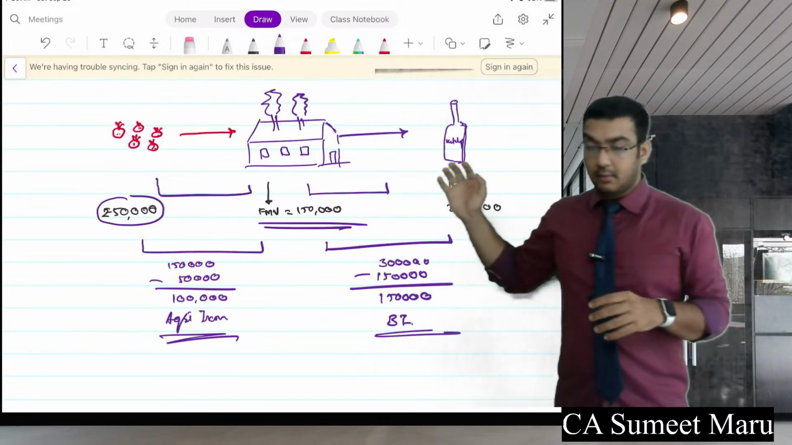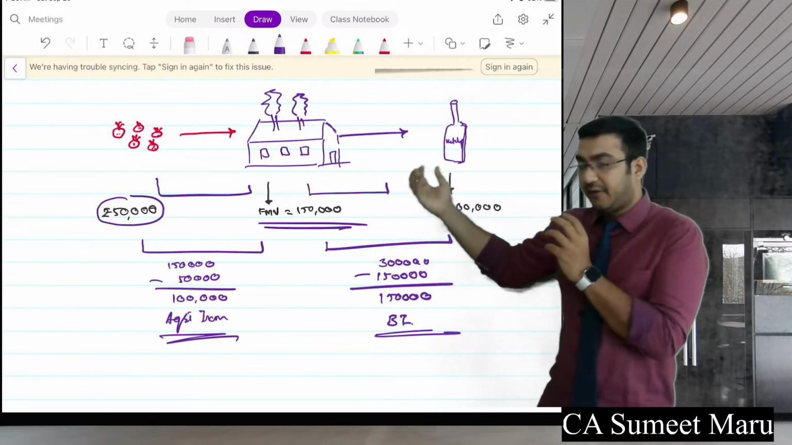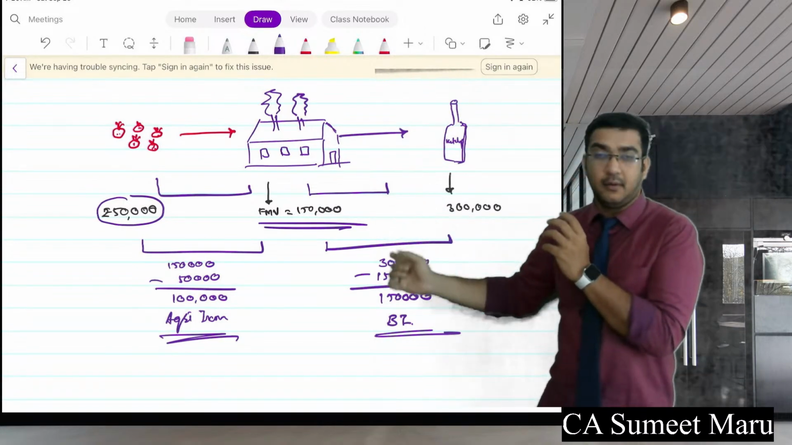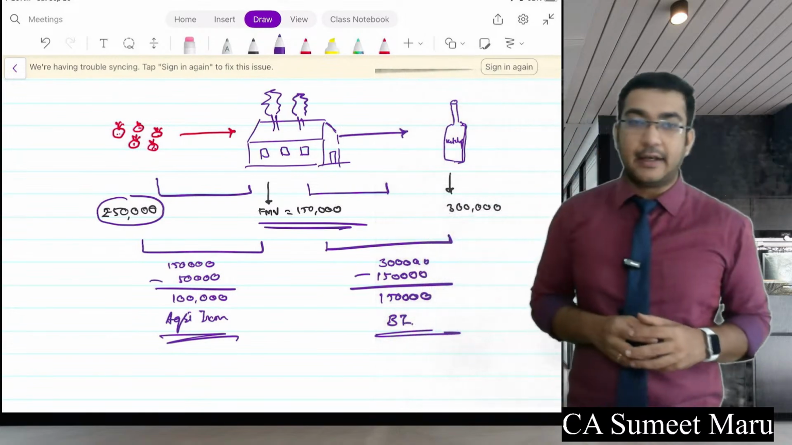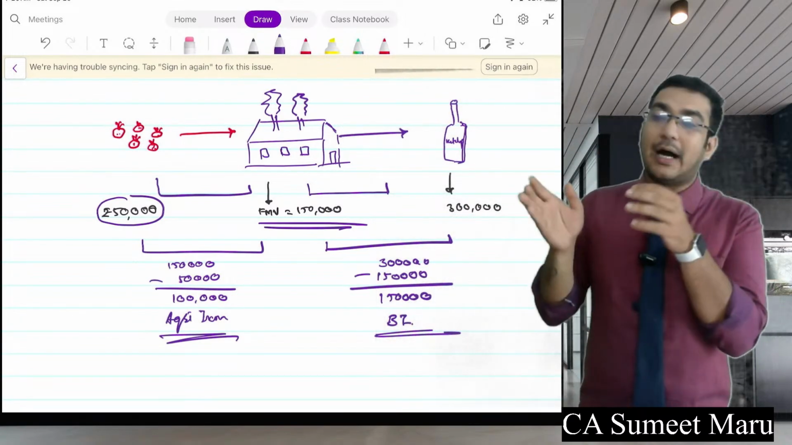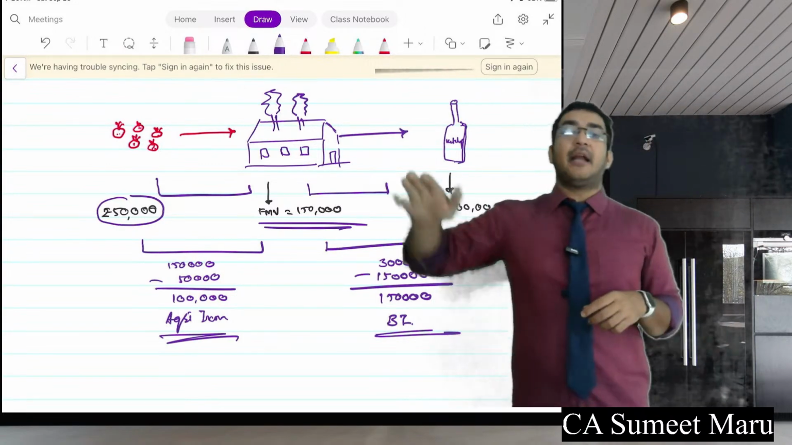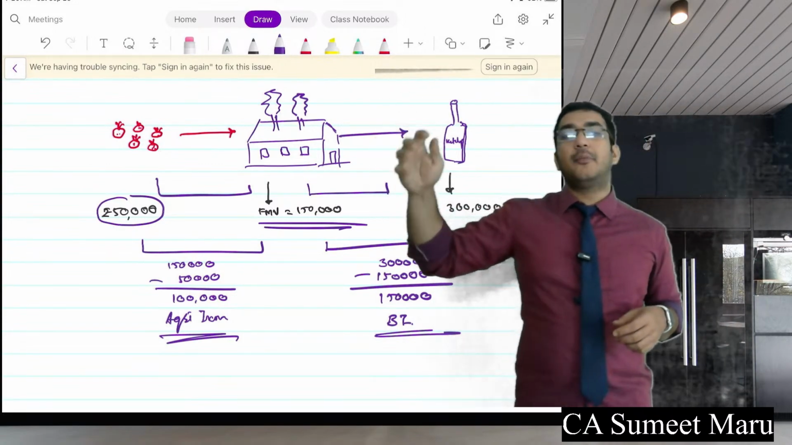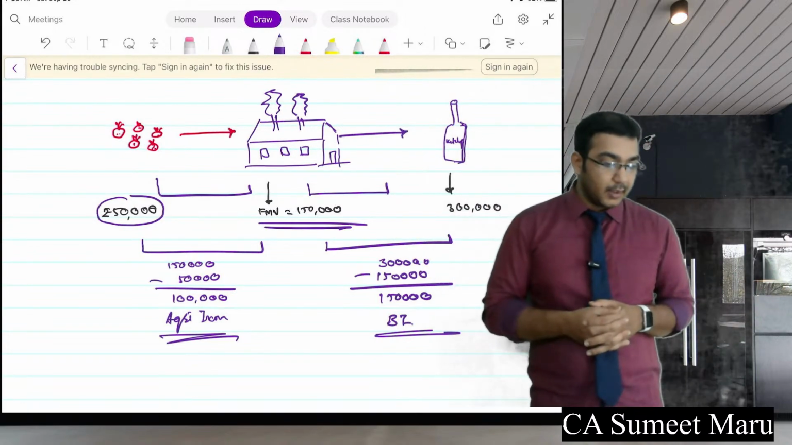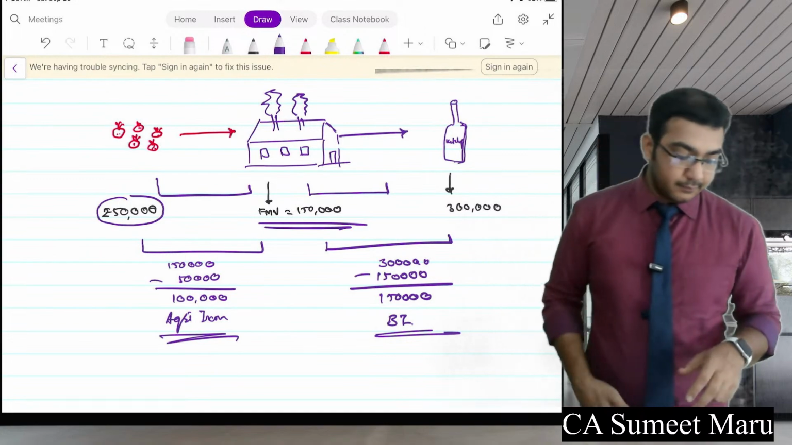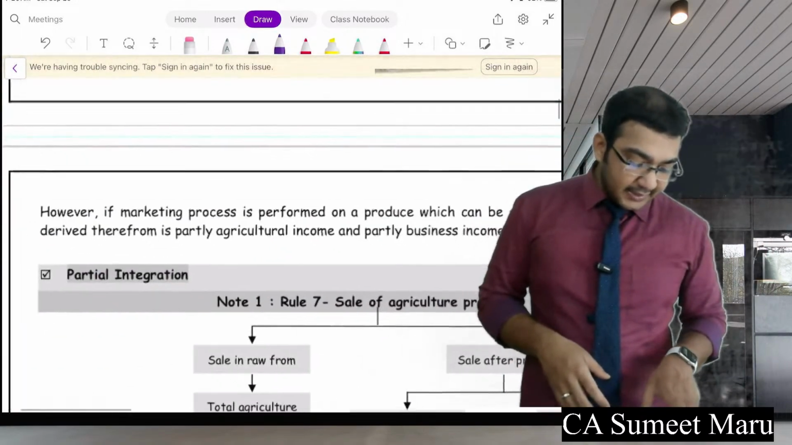So before you put the value into further processing, you will check the fair market value. In the question, they will specifically give you the fair market value. So take this fair market value and the cost which you incurred. The difference is your agriculture income, and further the sale value minus the fair market value would be your business income. Everyone clear with this example?